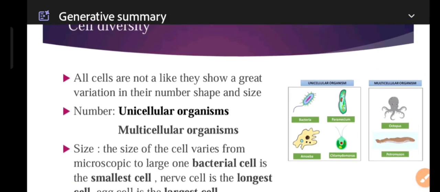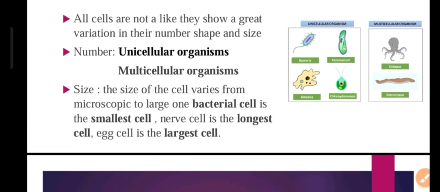Coming to the types of cells, based on the number, shape and size, we can see different sizes, shapes and numbers of cells. Based on the number, we can see unicellular organisms and multicellular organisms. Unicellular organisms are organisms made up of a single cell, and multicellular organisms are organisms made up of many cells.